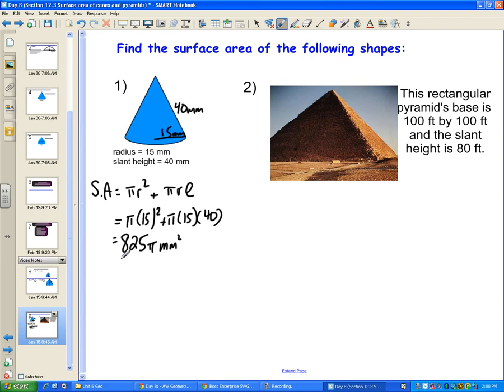And then if I want to find out a little bit more accurately, I'm going to take that 825 and multiply it by 3.14, and that gives me a surface area of 2,590.5 millimeters squared.